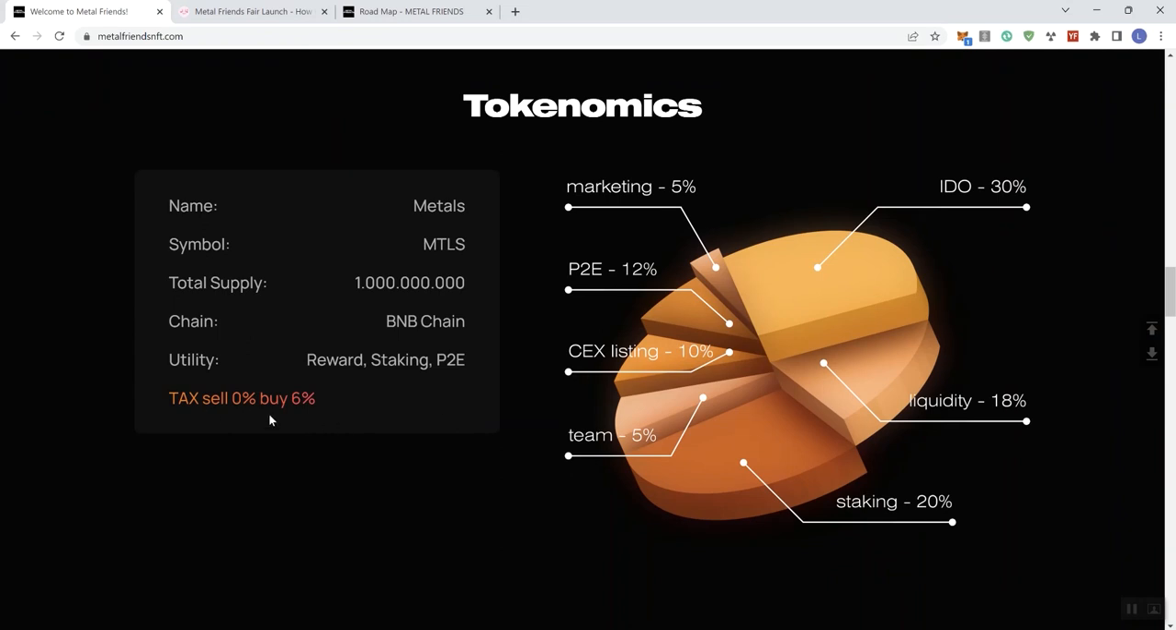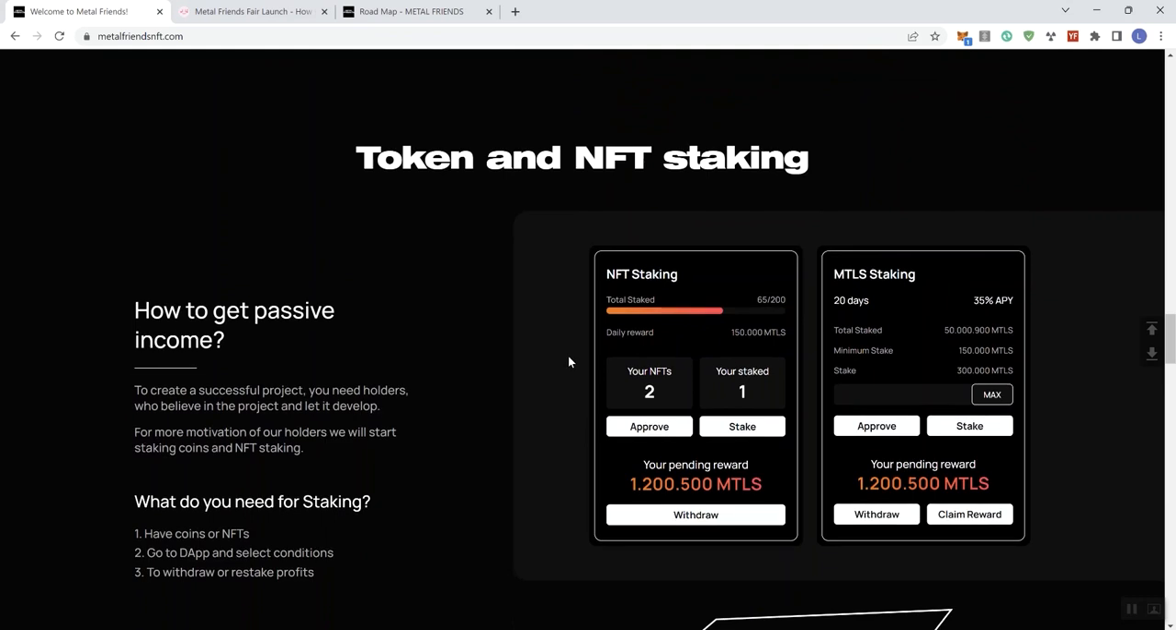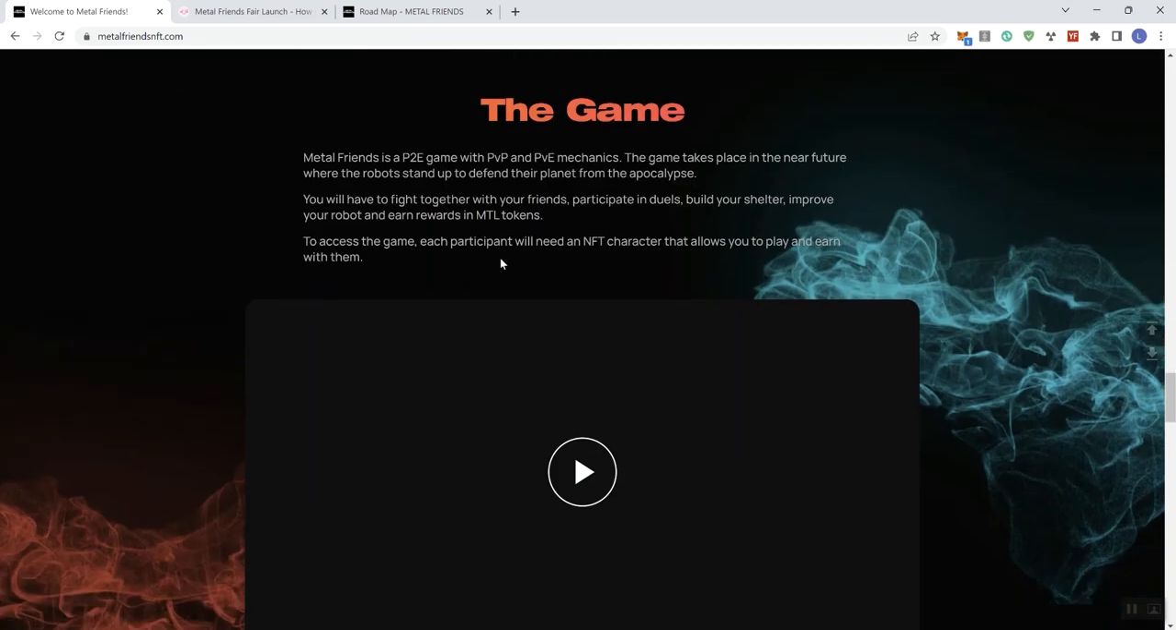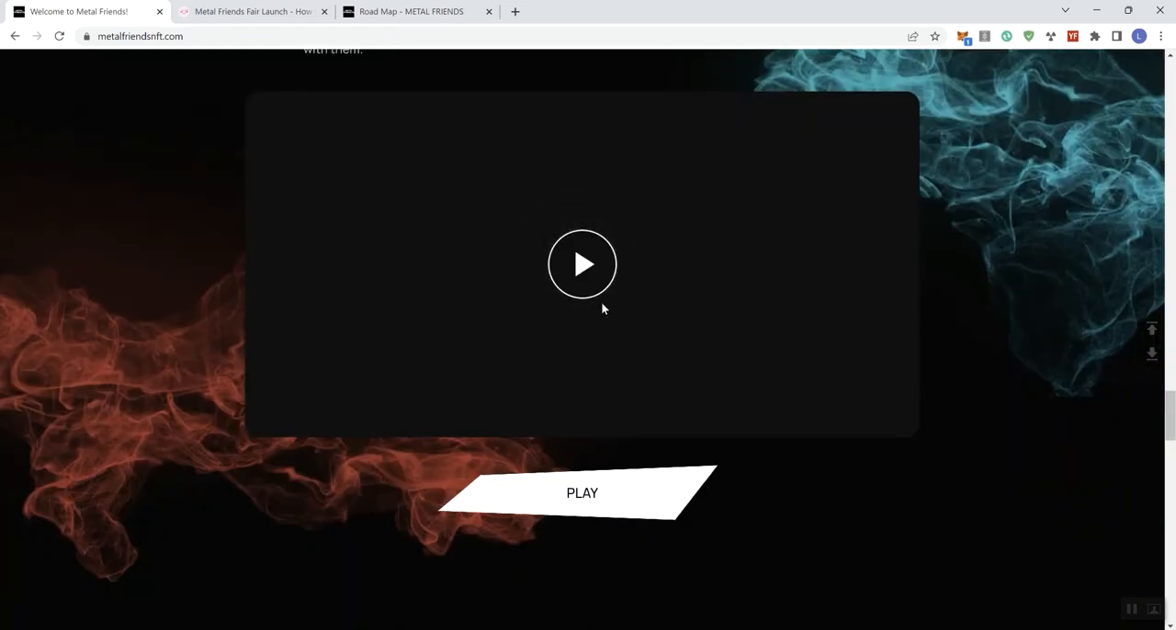So again, on the taxes, 0% on the buy side, 6% on the sell side. And then here, information in regards to the token and NFT staking. And on the game, they give you a video here that you can engage with and a play button. So this is how you would go ahead and get access to their beta, okay?